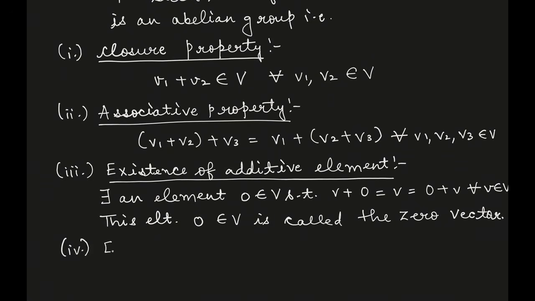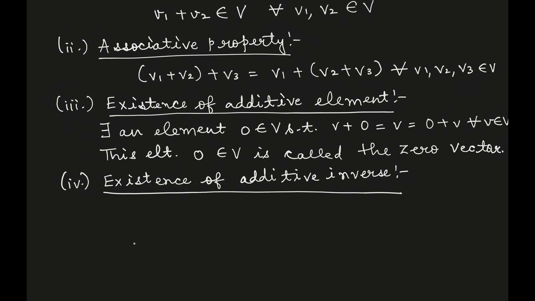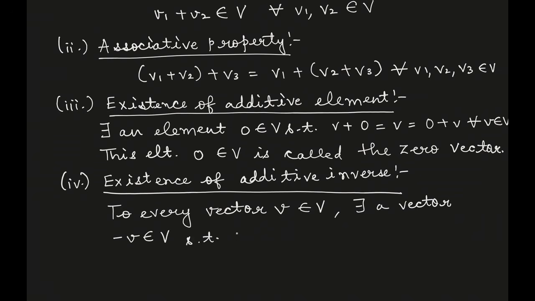Fourth property, existence of inverse element, or with respect to addition, additive inverse. To every vector V belongs to V, there exists a vector minus V belongs to V such that V plus minus V is 0, is equal to minus V plus V.